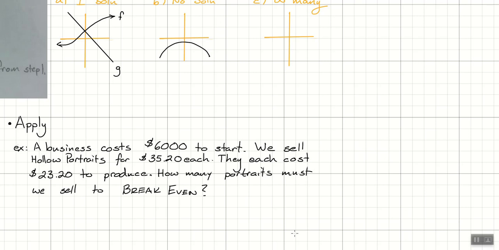So Holloway Portraits R Us. We started it for $6,000. I sell a portrait for $35.20, and it cost me $23.20 to make. I want to know how many of these we have to sell to break even. Right off the bat, what does break even mean? Zero what? I haven't lost any money, I haven't made any money, right? I just covered my initial investment.